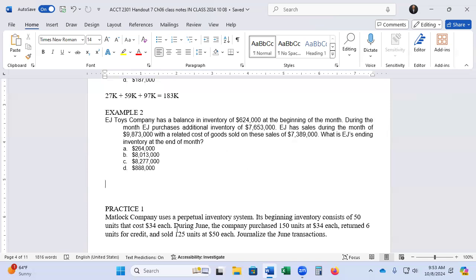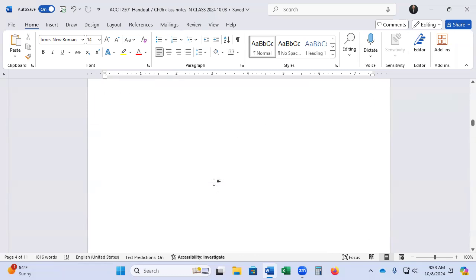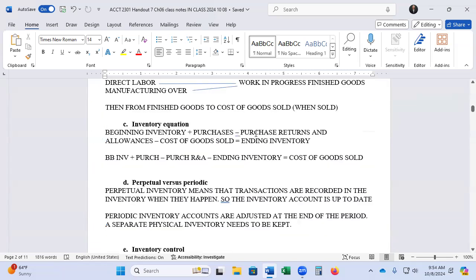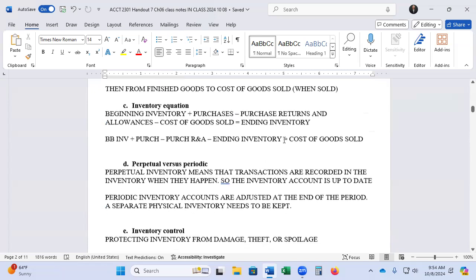Okay, the company has a balance in inventory of 624,000 at the beginning of the month. During the month, purchases additional inventory of 7,653,000 and sales during the month of 9,873,000 with a related cost of goods sold on these sales of 7,389,000. What is EJ's ending inventory? So we have to go back up. We have to use our formula, beginning inventory plus purchases minus purchase returns and allowance minus cost of goods sold equals our ending inventory.